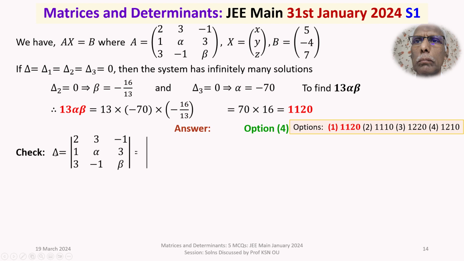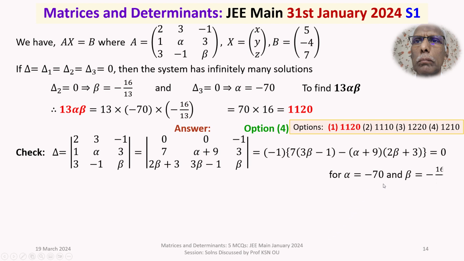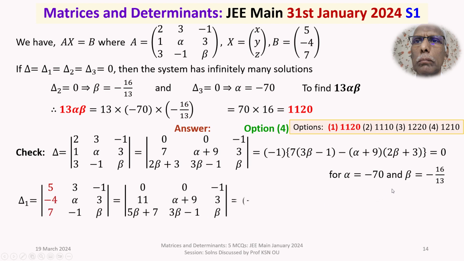Right. Now you can check this delta is equal to 0 for the values of alpha and beta. You can also check delta 1 for the values of alpha and beta. So that means this system admits infinitely many solutions for the values of alpha is equal to minus 70, beta is equal to minus 16 by 13, and required to find the value of 13 alpha beta, and we got it as 1120. It is appearing against option 1, not option 4. Right. That is the discussion of this question.